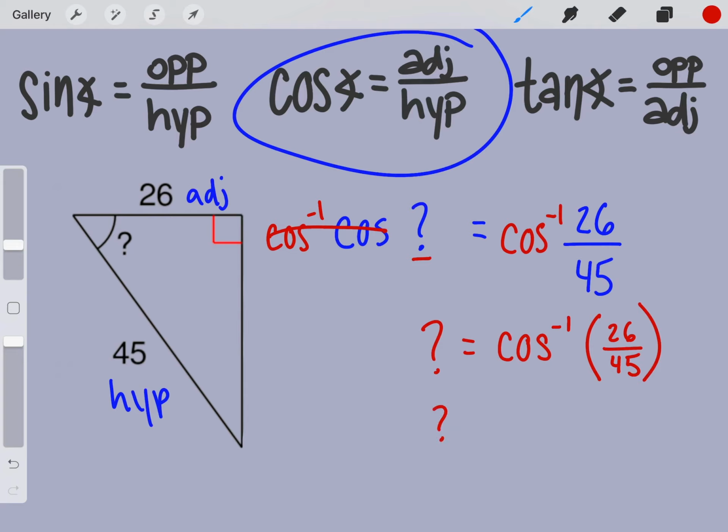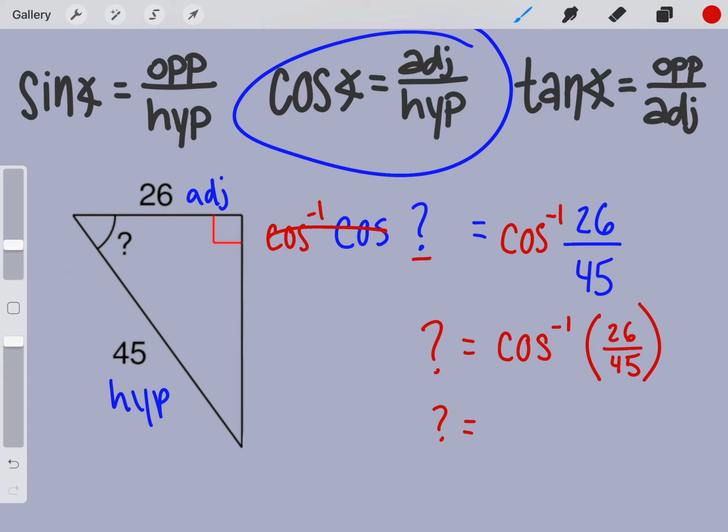So now go ahead over to desmos.com/scientific and try to find the answer to that question rounded to the nearest tenth. Remember, you need to be using the inverse of cosine, not cosine.